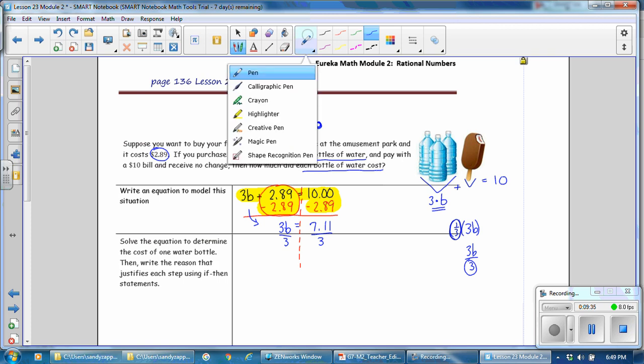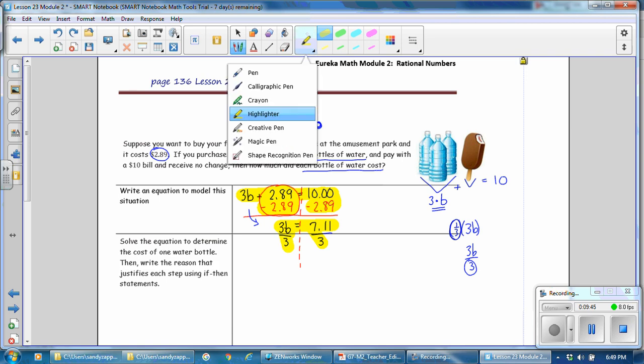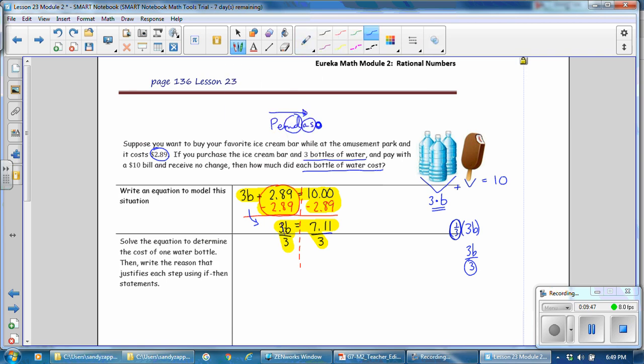This is an if-then statement that says, if 3B is equal to 7.11, then 3B divided by 3 is equal to 7.11 divided by 3. So we'll go ahead and do that division. 3 divided by 3 is 1, and 1 times B is B. $7.11 divided by 3 is $2.37. And that means that the cost of one bottle of water is $2.37.